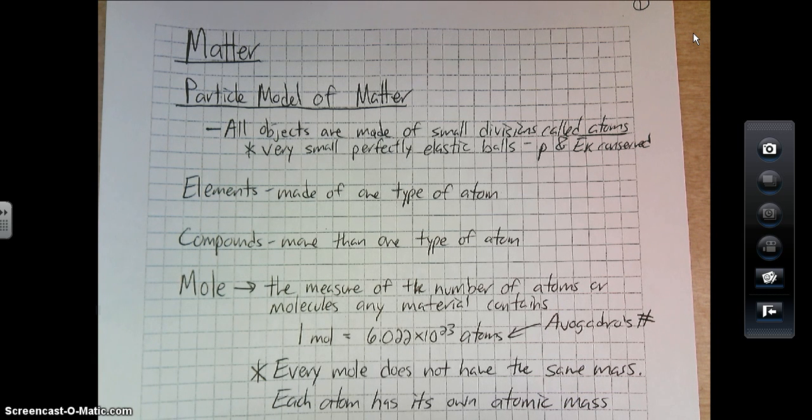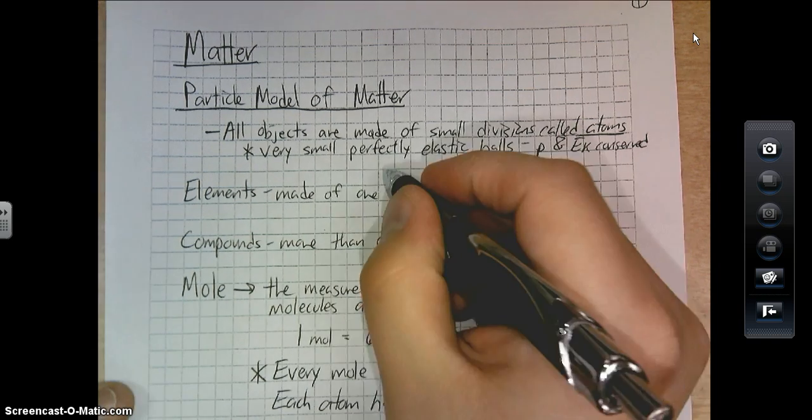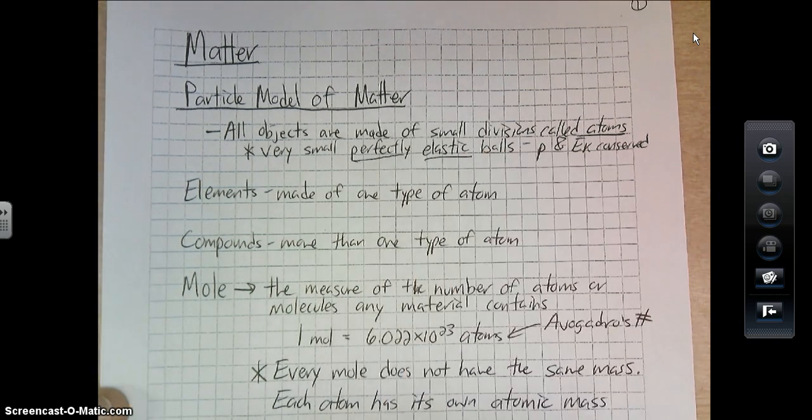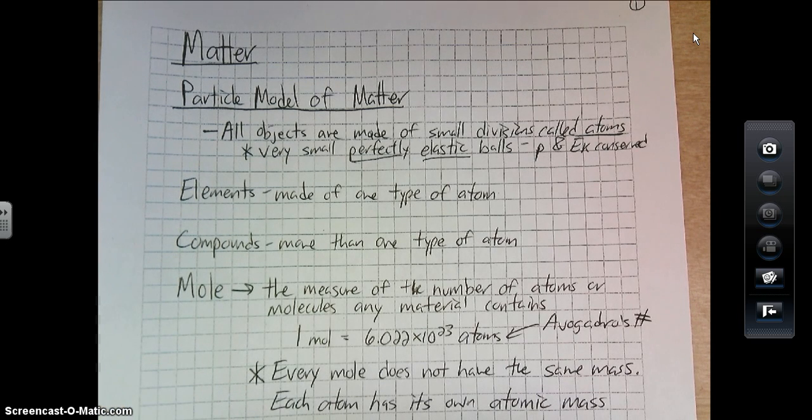Now, we've just got done with momentum and energy, so we should know that the words perfectly elastic indicate that momentum and kinetic energy are conserved. Okay, so that's kind of a key part to this.